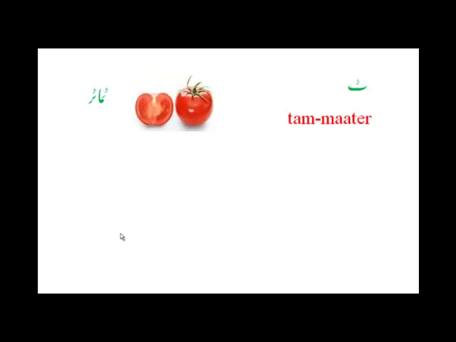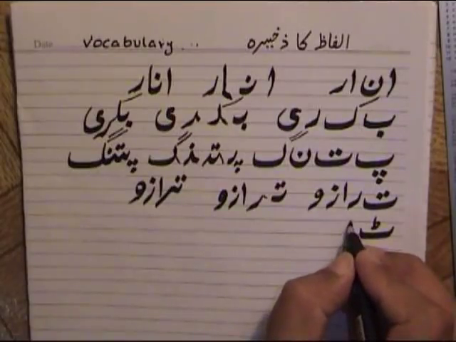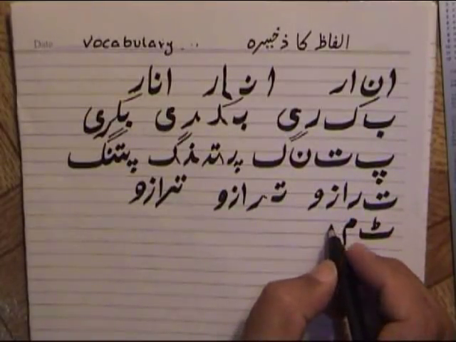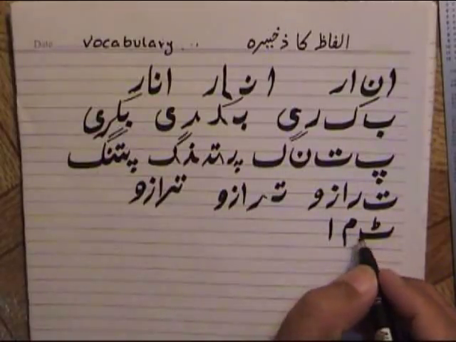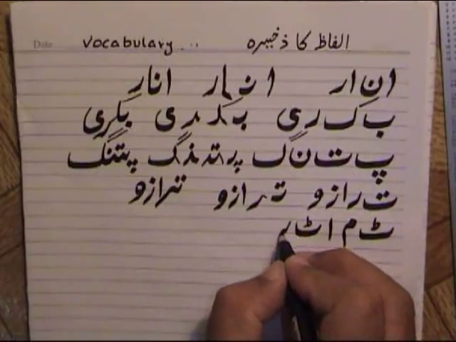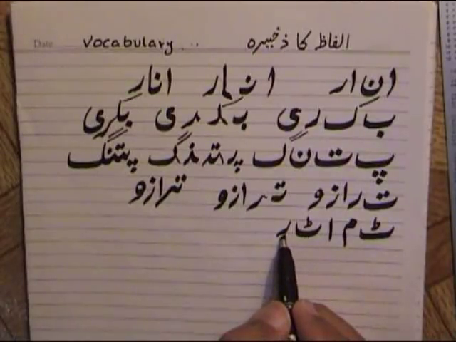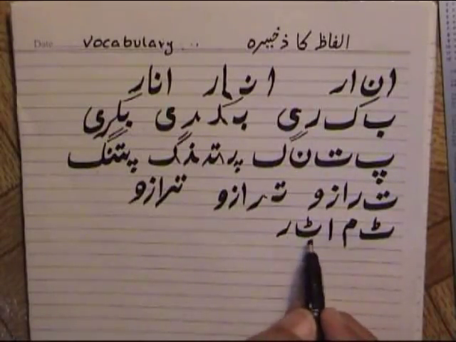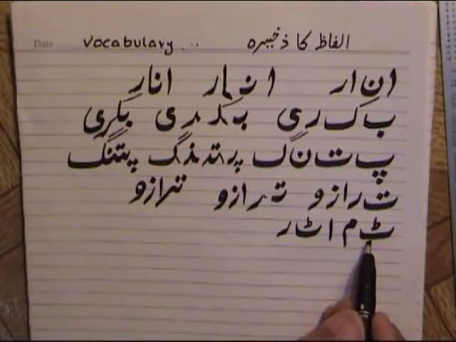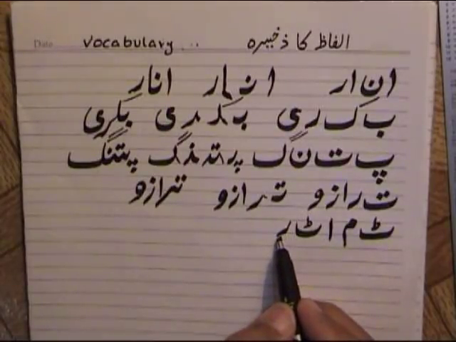Te tamatar, tomato. Te tamatar, tam ma tar. So Te and Meme, tam, then ma, tam ma, then again Te tamatar. So we have 1, 2, 3, 4 letters making five sounds. So tamatar: Te is connector, Meme is connector, Alif is non-connector, and Re is non-connector.